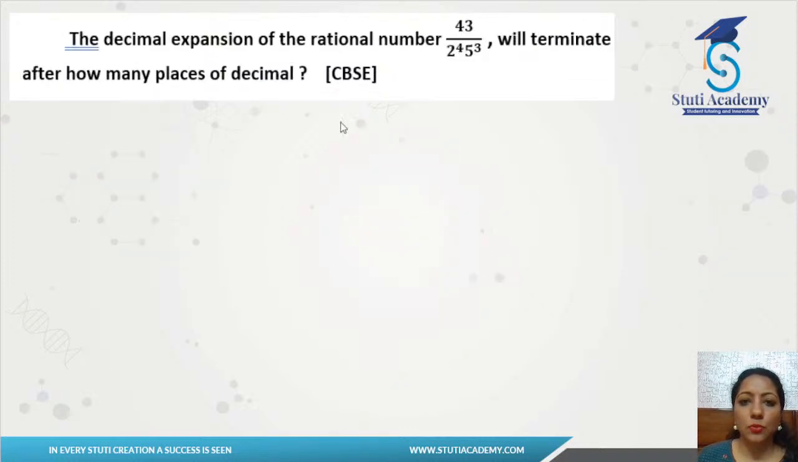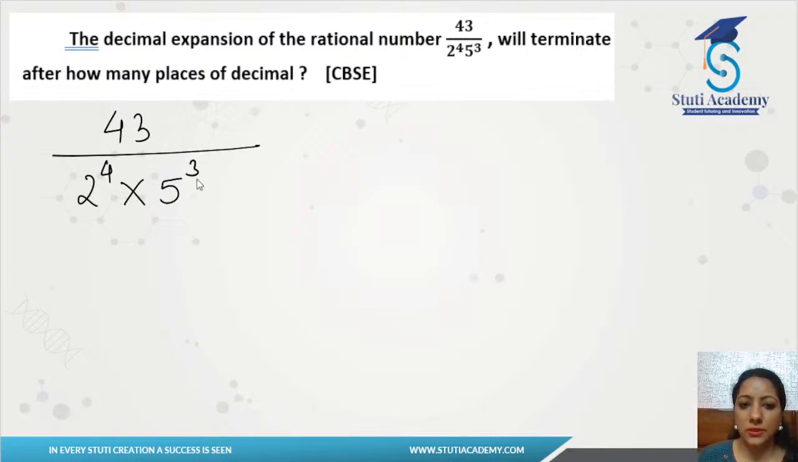Now let's discuss one more question. The decimal expansion of the rational number 43 over 2 raised to the power 4 into 5 raised to the power 3 will terminate after how many places of decimal? So we have 43 upon 2 raised to the power 4 into 5 raised to the power 3.